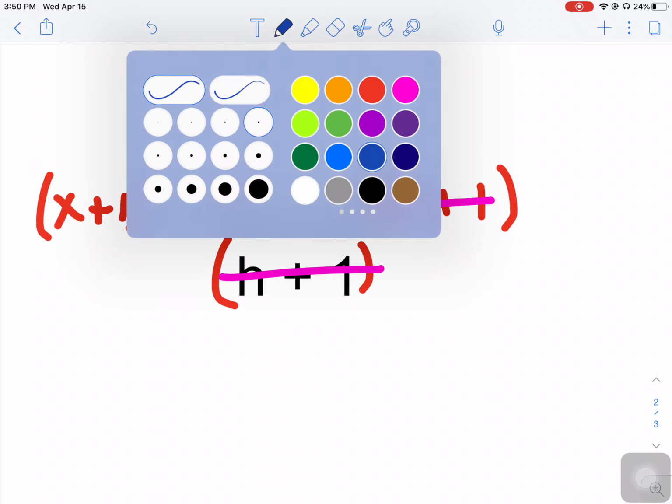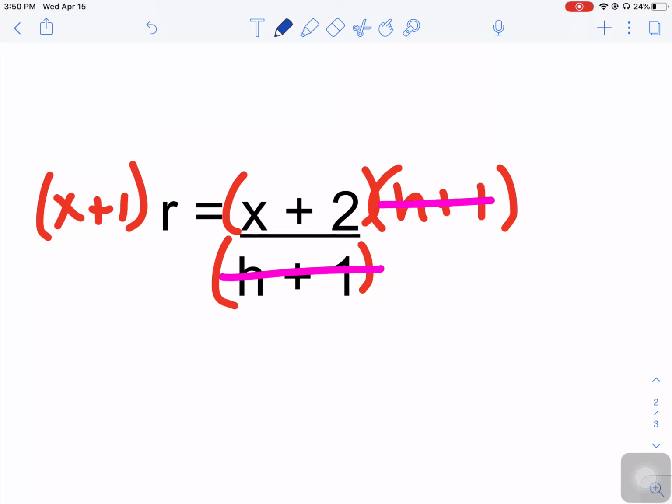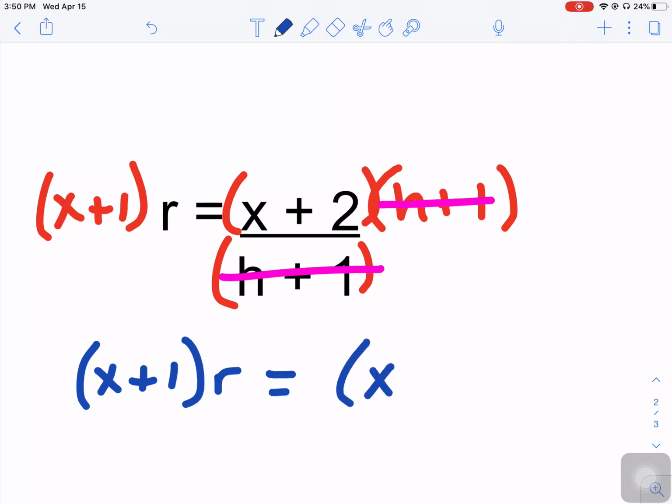Now what I'm going to do is go back and rewrite it down below. Now I could distribute this r, but I'm not going to. So I'm going to rewrite the equation to kind of clean it up a little bit. X plus 1 times r is equal to x plus 2. And in this case, I'm going to go ahead and get rid of the parentheses because I don't really need them anymore. And what I'm going to do to this side is subtract 2.